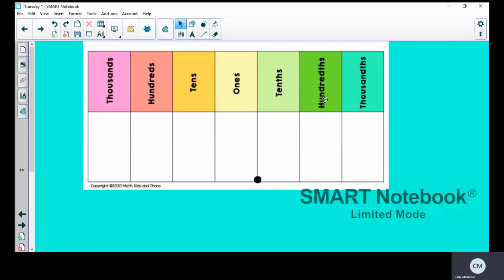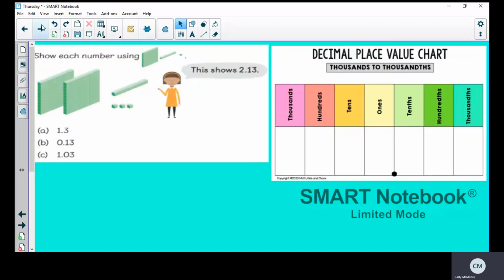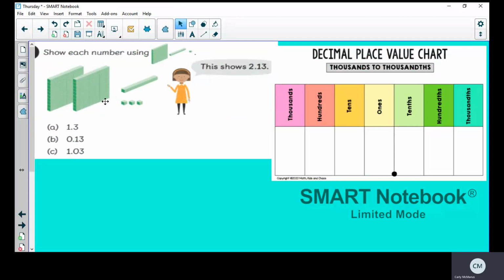So if you're going down this way of the place value, the numbers get smaller. If you go this way, the numbers get bigger. So just to recap, one of these represents a whole. And then this represents a tenth, and then these represent hundredths. So remember, here is one whole, and there are 100 parts to it. So this is a tenth of it, which would be that much of it, and these would be 100th of it. Okay, so in this picture, the girl has said that this picture here is showing 2.13.